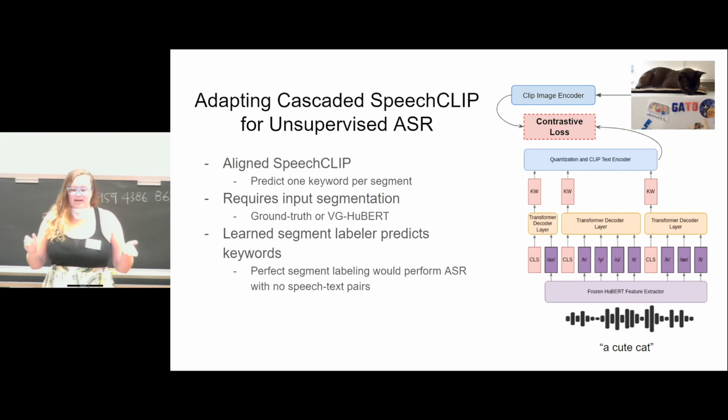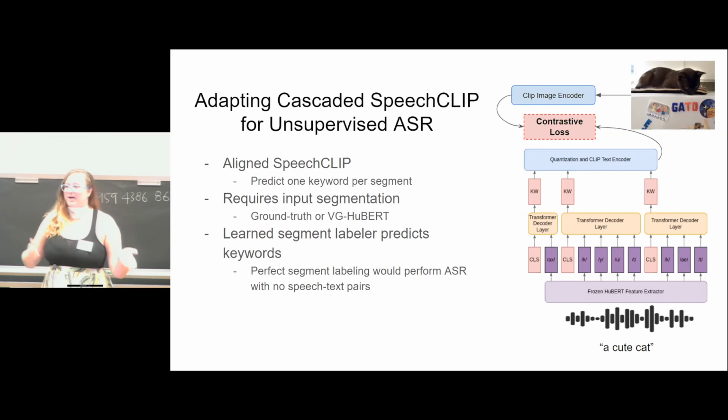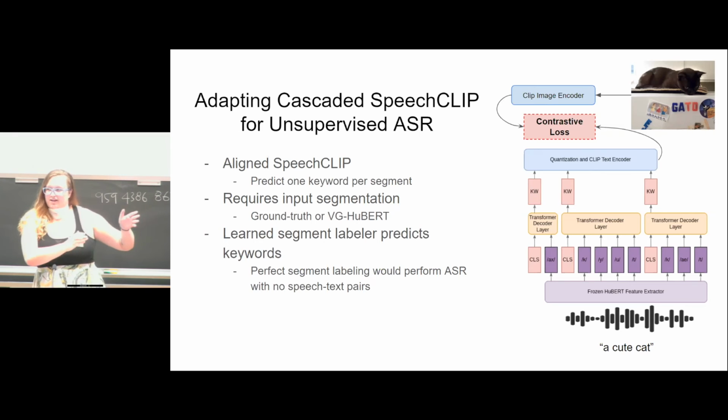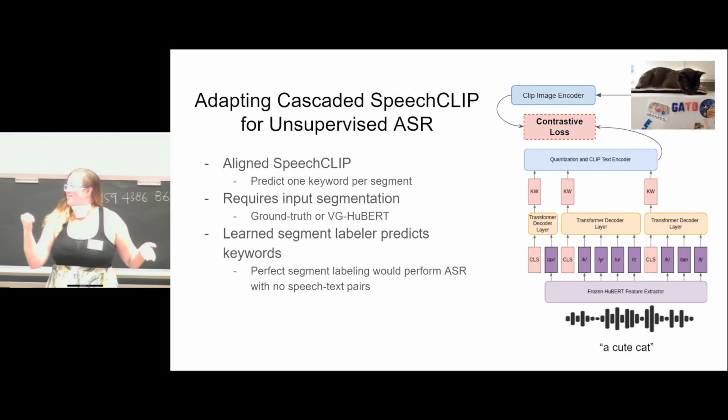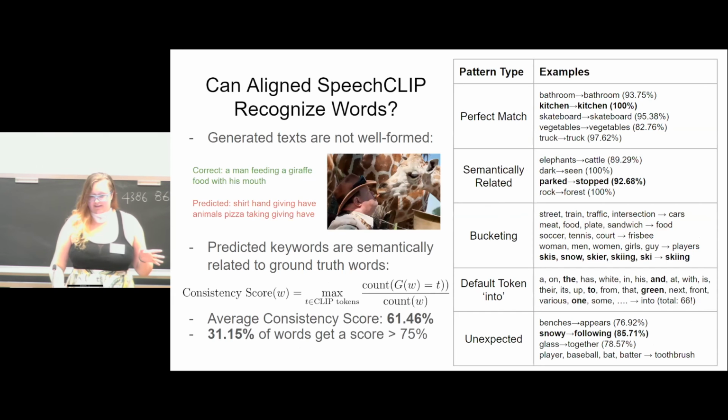But in theory, if we can get this model to predict for each sequence of HuBERT frames a CLIP token that best aligns the utterance with an image, then this model will be performing unsupervised ASR despite having not seen any speech text pairs during training. It's only seen image text pairs during the CLIP training, which is all frozen when it comes to this model, and then seen speech image pairs during this training, which are much easier to collect than speech text.